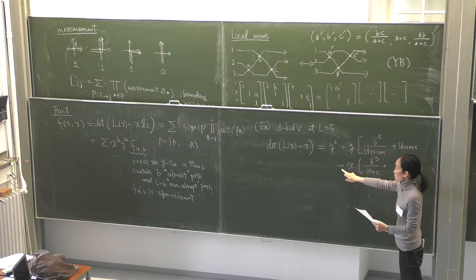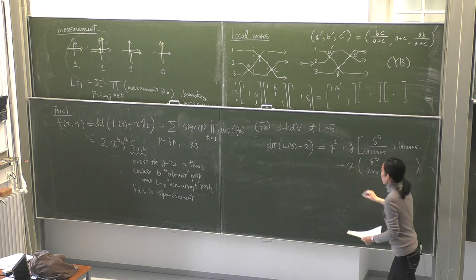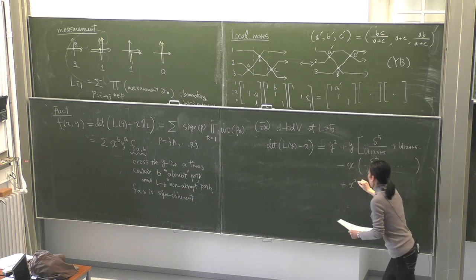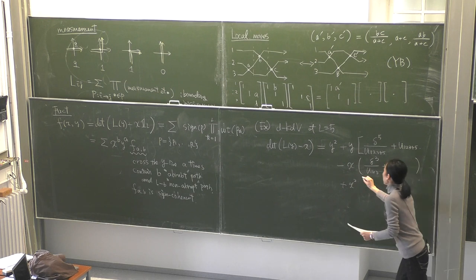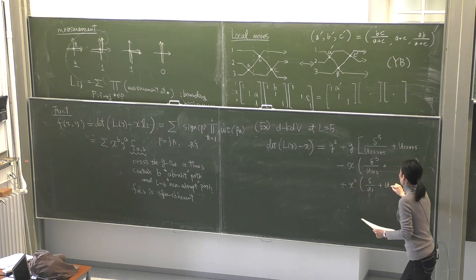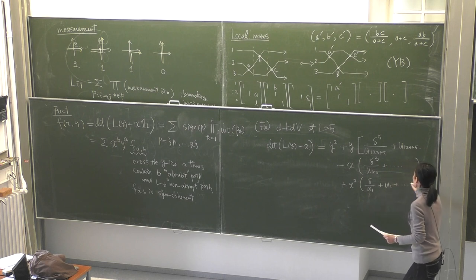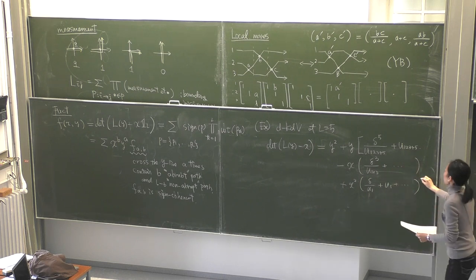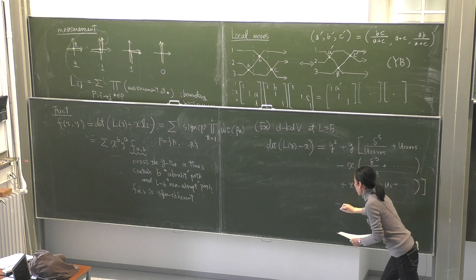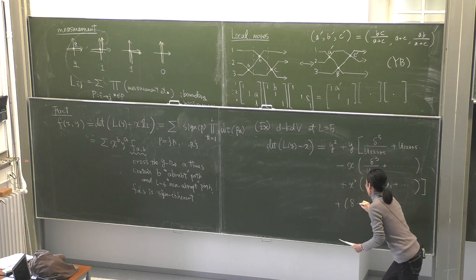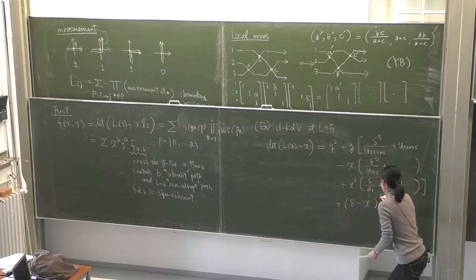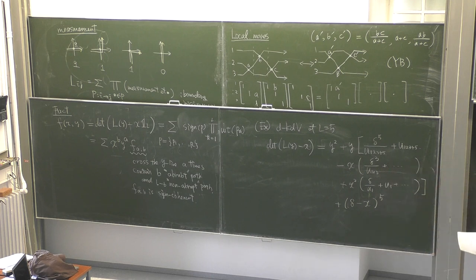And this term has a sign minus here. We also have x squared delta over u1 plus, and so on. And moreover, we have delta minus x to the 5, like this.